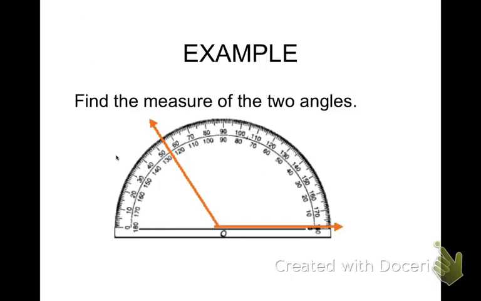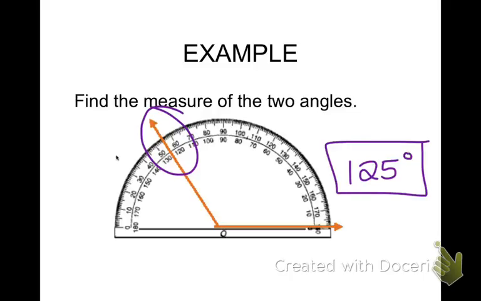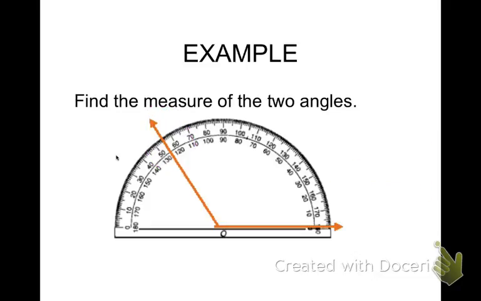All right, so here I have some angles already here with a protractor. What's going to be the measure of this angle? So it's crossing right here. Yeah, 125. So we would say that the angle is 125 degrees. Remember, angles are measured in degrees, so we put a little degree sign up there. What's the second angle measuring at?